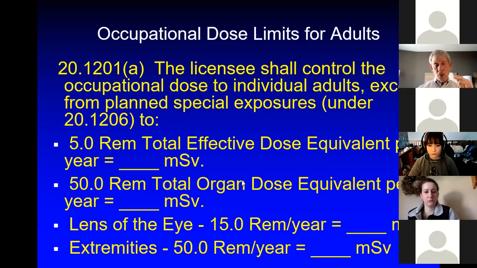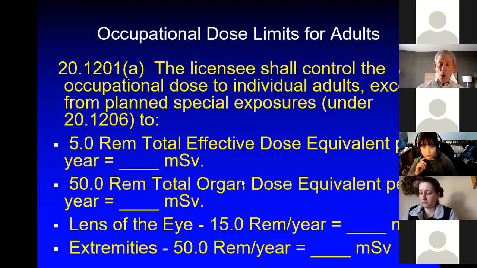So you want to make sure that the prefix, milli or micro, but usually milli, is going to be the same. So let's take a look at the first one here. 5 rems is 5,000 millirems. How many millisieverts would that be? Right? 50. Good, 50. 5,000 divided by 100 is 50.